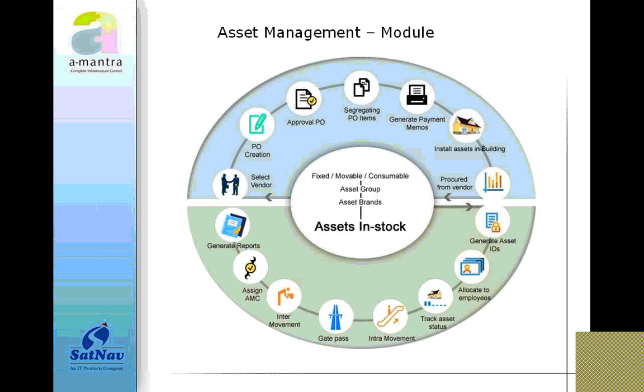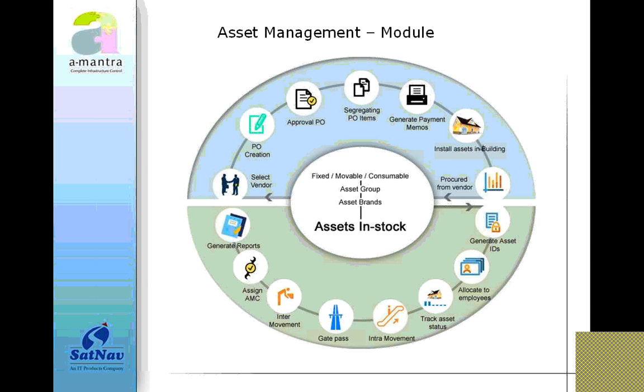These assets are grouped into categories, which can go into an indefinite level of categories you can create, and can be subcategorized into brands, and you can select a vendor for creating a PO. So if you are looking at a procurement cycle, you can select a vendor and create a PO, which goes for approval. You can also segregate the items in the PO and generate the payment memos.